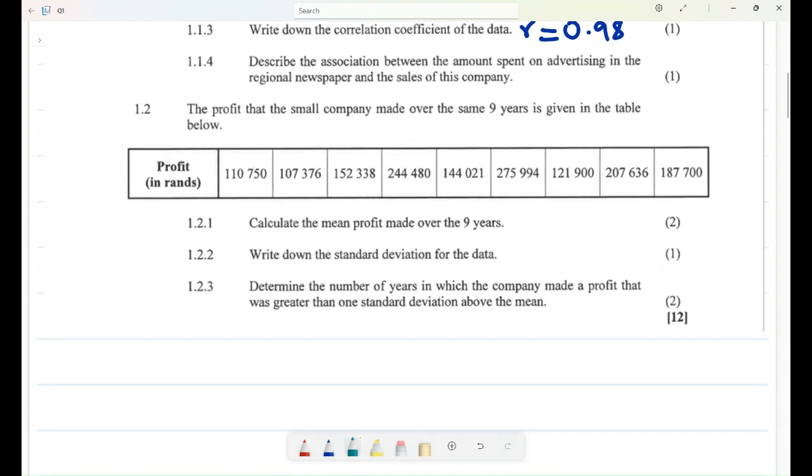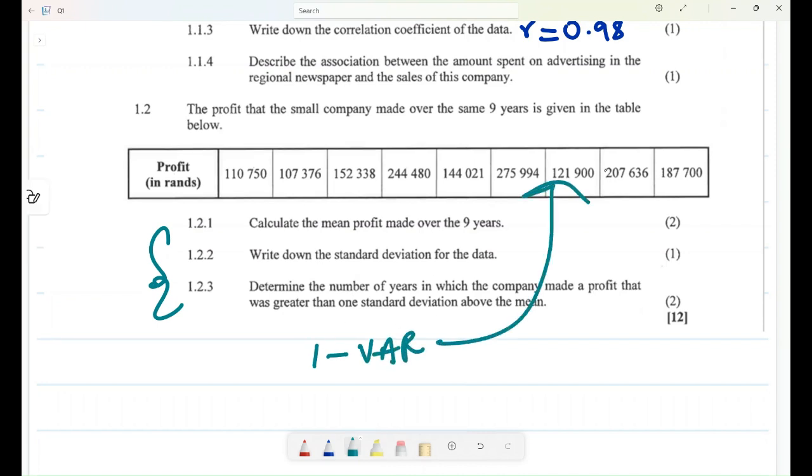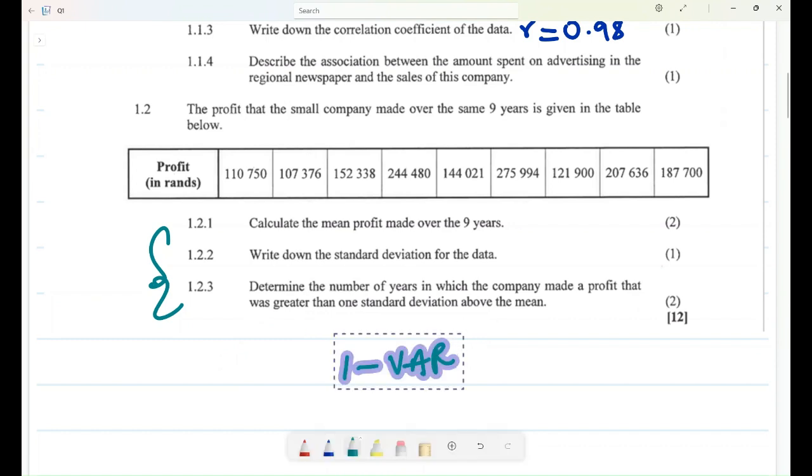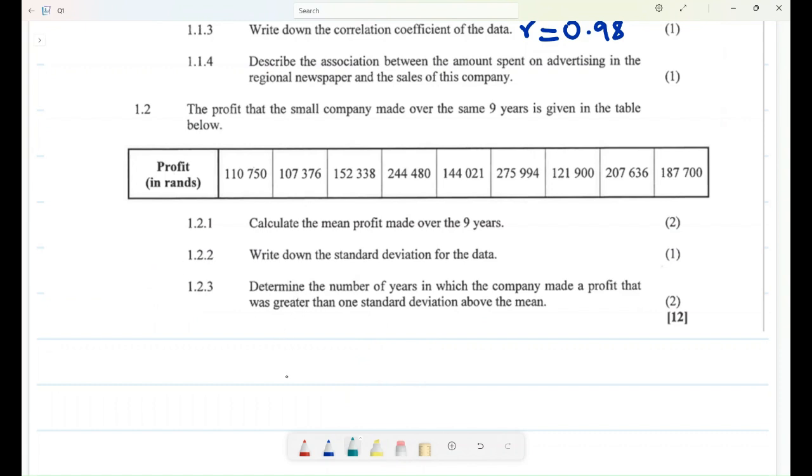1.2. Now, the profit that the small company made over this one, it is this one, right? Remember, it is statistics from grade 11. You just say mode, stats, then you press 1-VAR. For variable data, you just press 1-VAR, however you call it. Then you press your things.